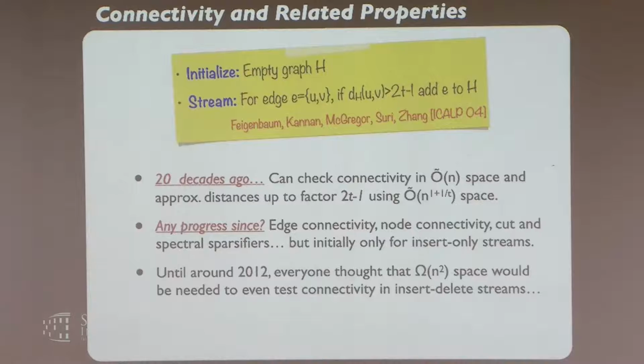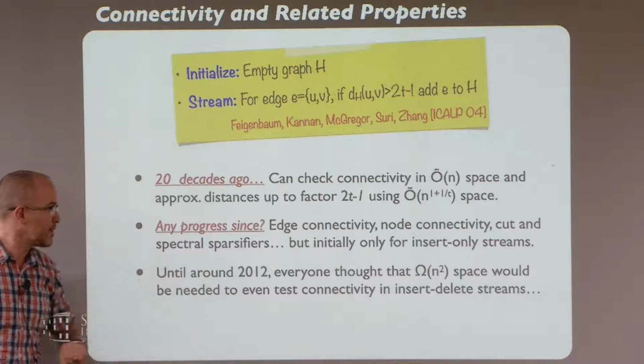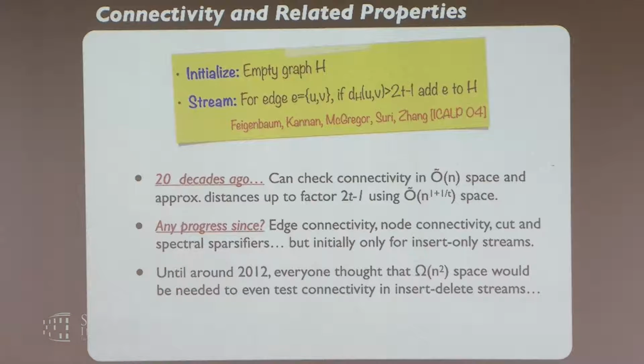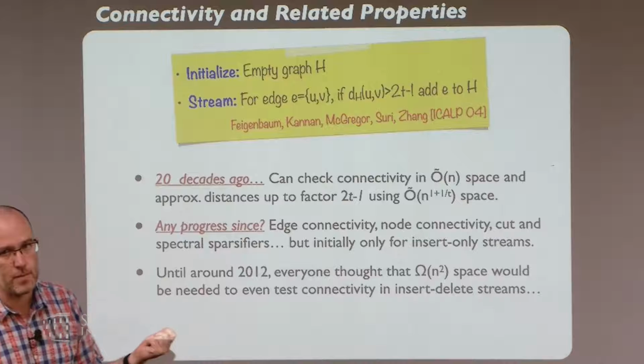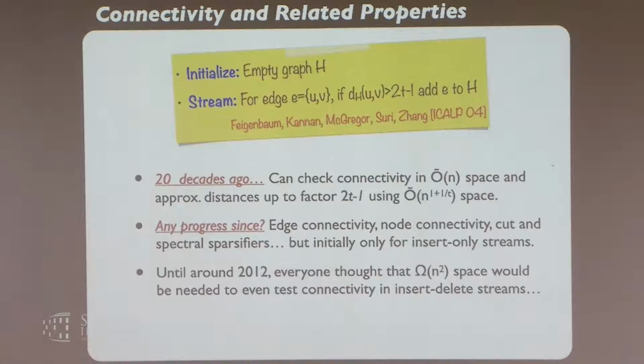And the general consensus for at least 8 years until 2012 was that even to solve the basic problem of connectivity in one pass, when there's inserts and deletes, was going to require omega n squared space. Because clearly, any algorithm which is like store the edge unless it completes the cycle is going to be doomed because some of those edges that you previously stored could be subsequently deleted.